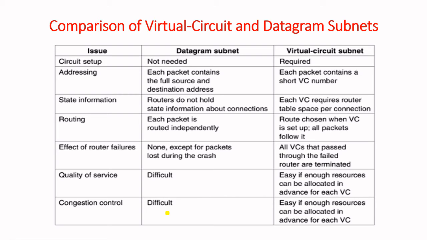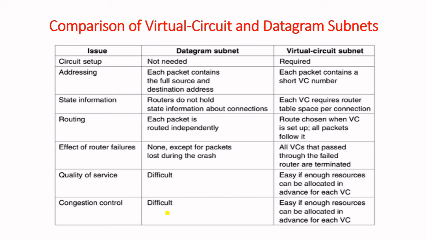Next is quality of service. Quality of service in datagram subnets is difficult. But in virtual circuit subnet, it is easy if enough resources can be allocated in advance for each virtual circuit. If for each virtual circuit enough resources are allocated, then it will be good for the quality of service in case of virtual circuit subnets.